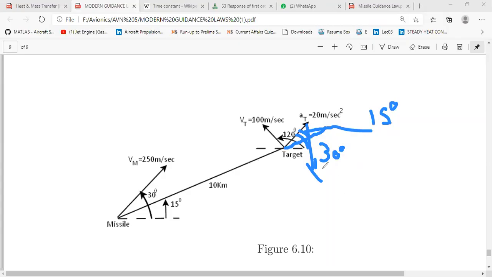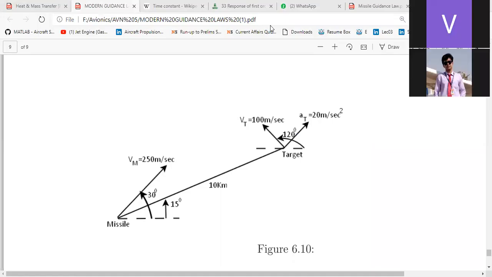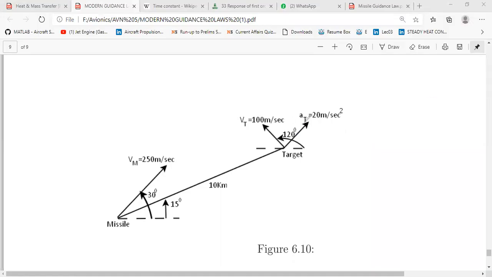Is it clear how we derive this, or how you come across these angles? Using this angle, we are doing it. Here only what is given is 120 degree, the angle between horizontal and the velocity vector. And from the diagram, we can see that the angle between the acceleration vector and velocity vector of the target is 90 degree. Now using this relation, we will find out this angle.